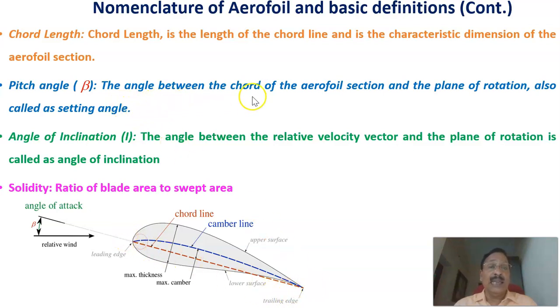And pitch angle is the angle between the chord of the airfoil section and the plane of rotation, also called the setting angle. That's actually an angle of attack. Angle of inclination is the angle between the relative velocity vector and the plane of rotation. And solidity is the ratio of the blade area to the swept area. These are certain basic definitions of the aerofoil.